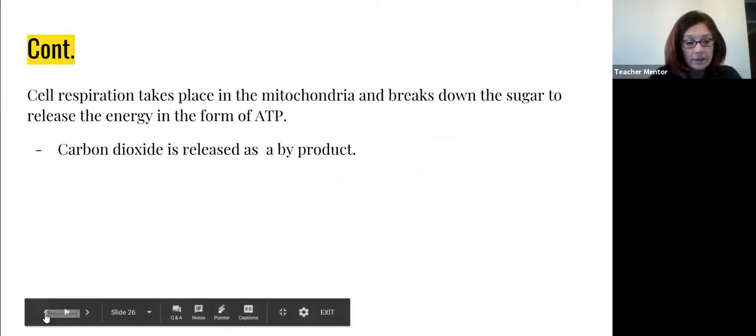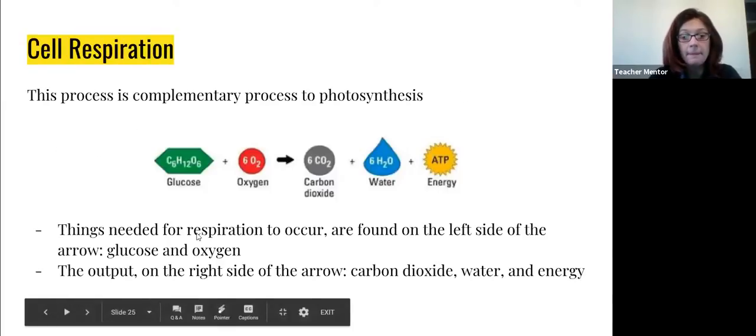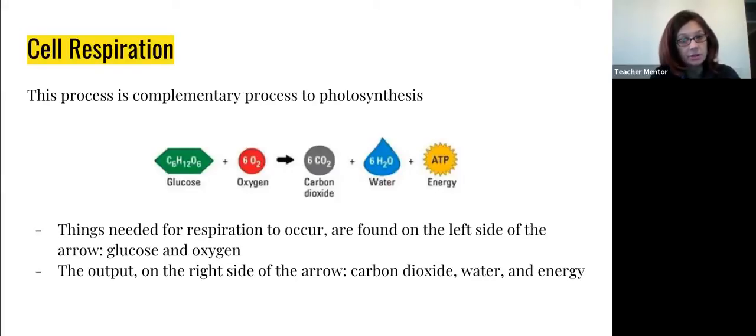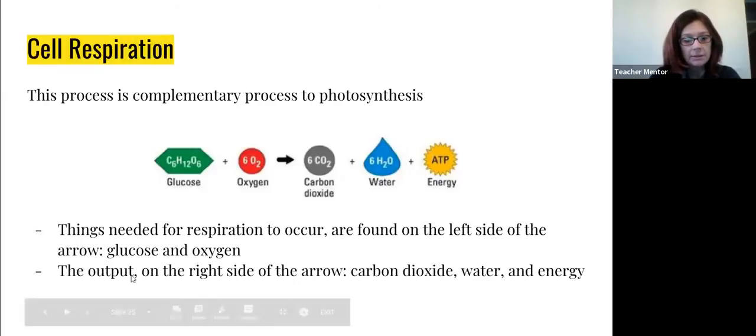Let's go back to this equation. If you notice, the outputs for cell respiration, which are found on the right side of the arrow, are exactly what the plant needs to perform photosynthesis. So keep that in mind.